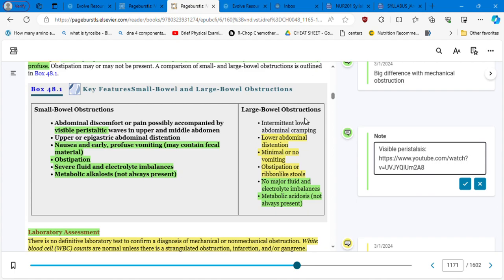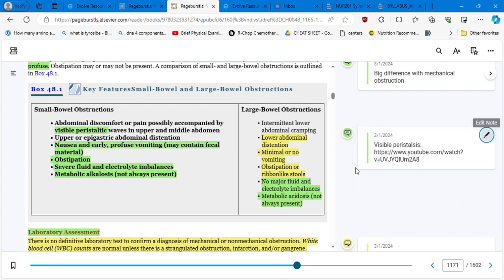Now in large bowel we are going to have lower abdominal distension because it's more related to the colon. Minimal or no vomiting, of course, right? Because it needs to travel a long pathway to go back to the mouth. So it's minimal or no vomiting. Obstipation or ribbon-like stools, this is kind of different. If we have an obstruction that is going to be partial.